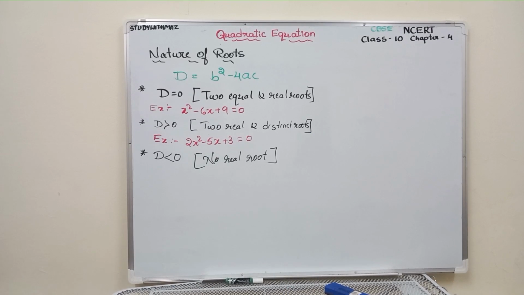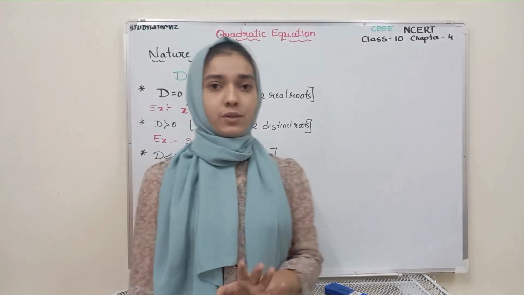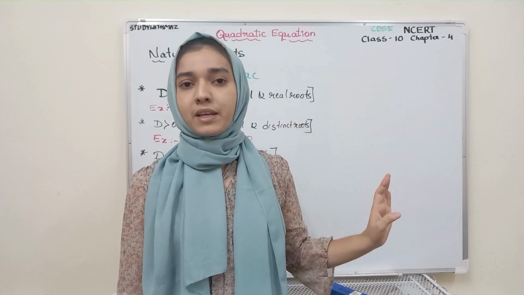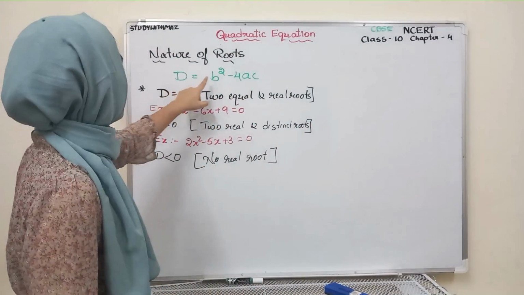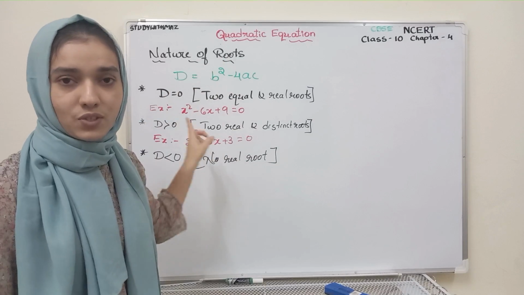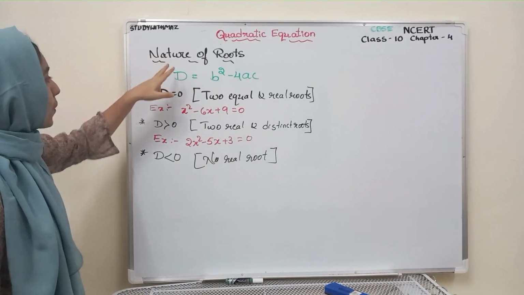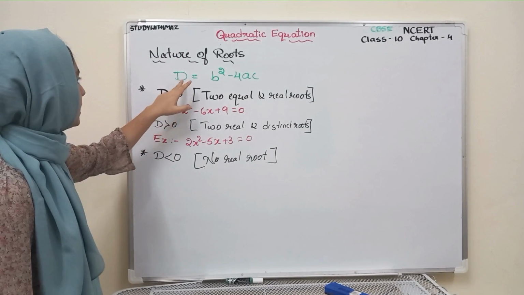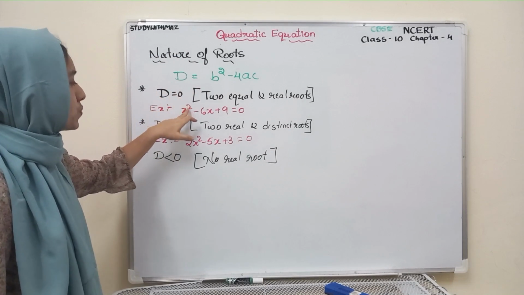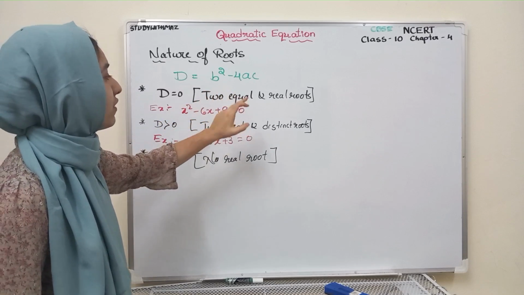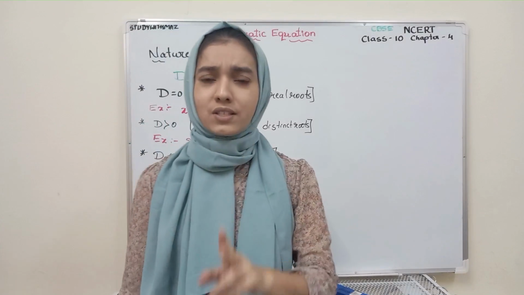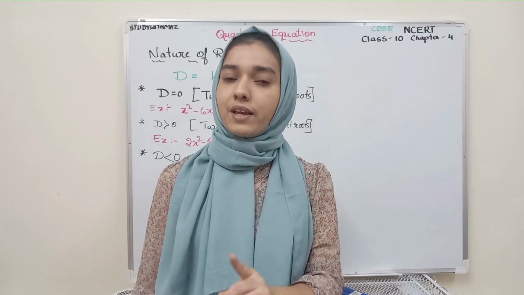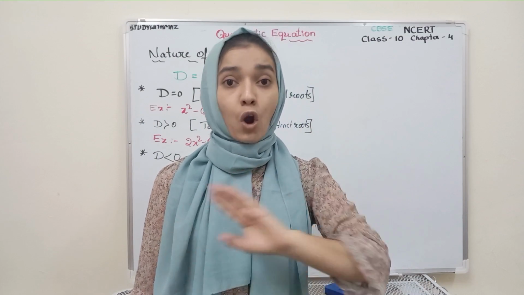So the last topic of this lesson is nature of the roots. There are three conditions. As I told you, what do you mean by discriminant? Discriminant means b square minus 4ac. This is known as discriminant. Okay, so based on this, there are three rules. If your discriminant d is equal to 0, then you will get two equal and real roots. That you know, always we can get only two roots, not more than two.